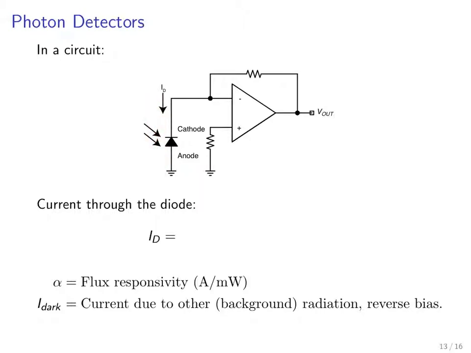So this current has a linear dependence on the incident light, given by I sub d equals I sub dark plus alpha times the light power. You guys have now seen this. This term alpha is what's called the flux responsivity, and that's in units of amps per milliwatt. The light would have to be in units of milliwatts, so that cancels out, and you just get amps, which are the units of current. And the dark current here is a fixed quantity that is due primarily to other background radiation.